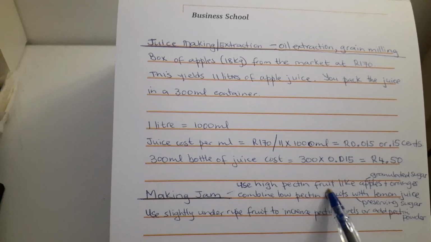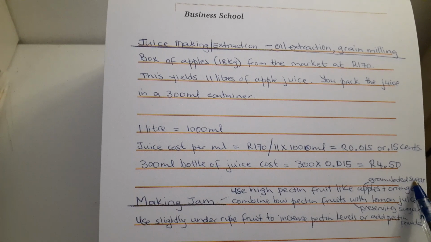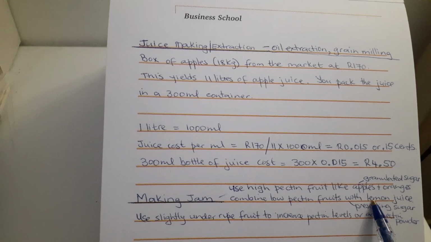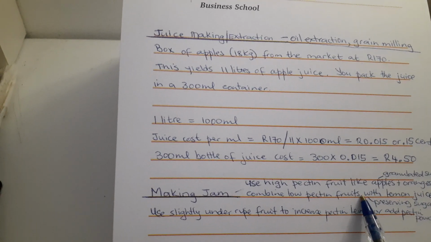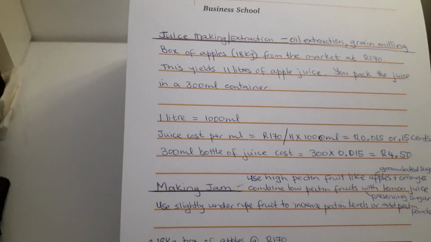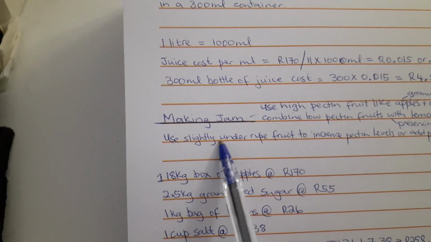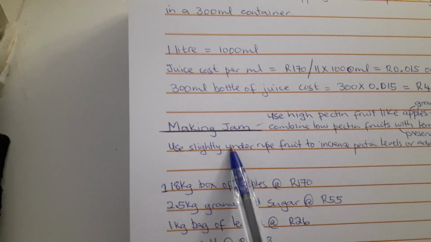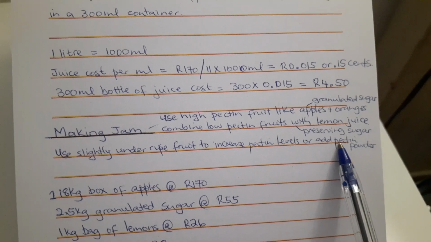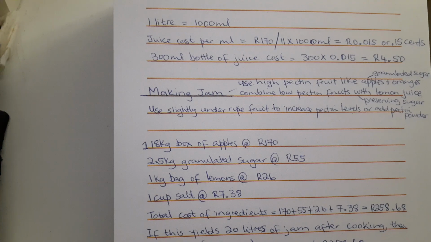They are high in pectin, and high pectin fruits go best with granulated sugar. And then you also have low pectin fruits, and to obtain more pectin, you can mix low pectin fruits with lemon juice. Also, to maximize pectin, use slightly underripe fruit to increase the levels of pectin, because pectin is what makes it jelly-like, instead of being too thin and watery.